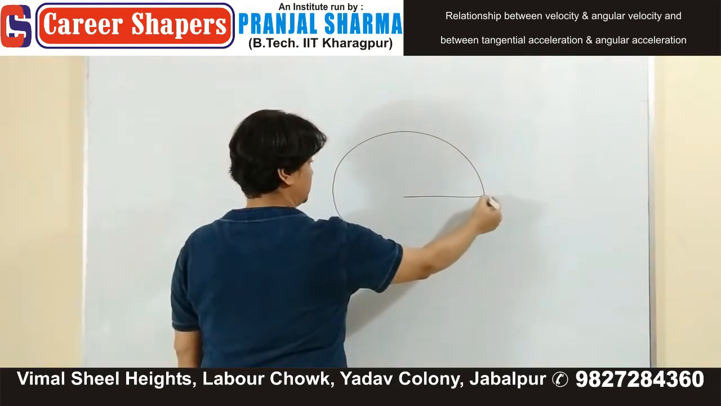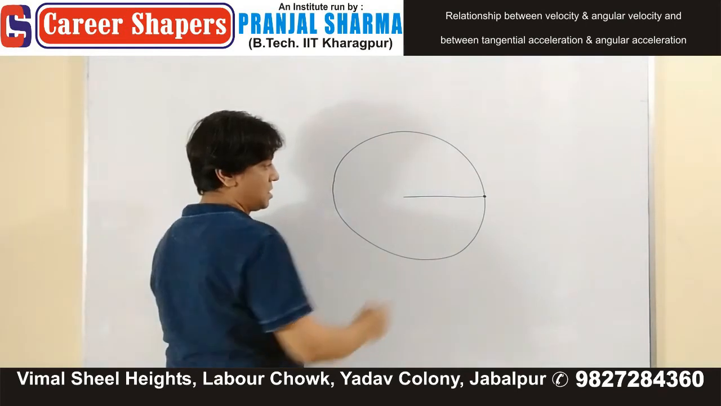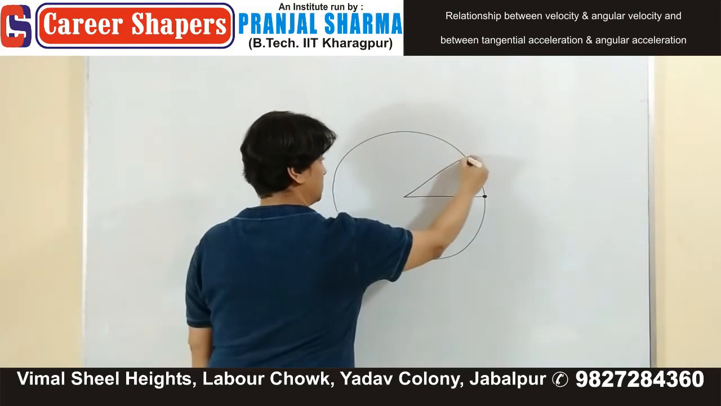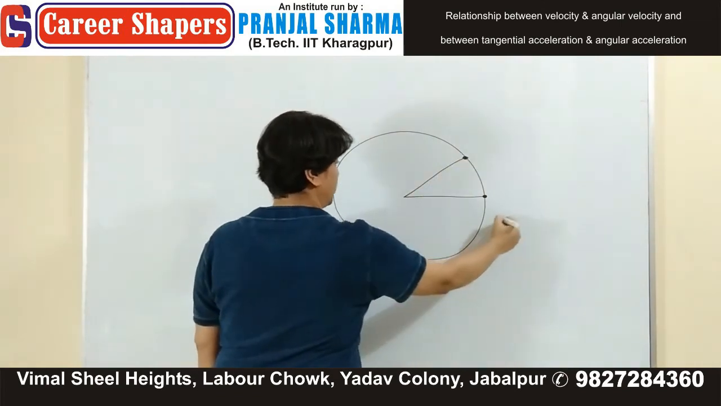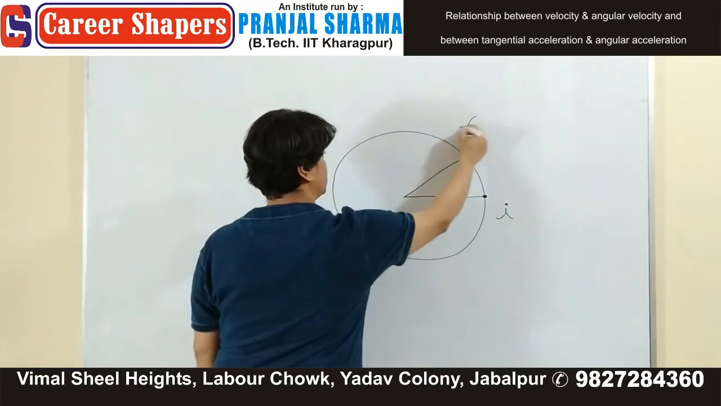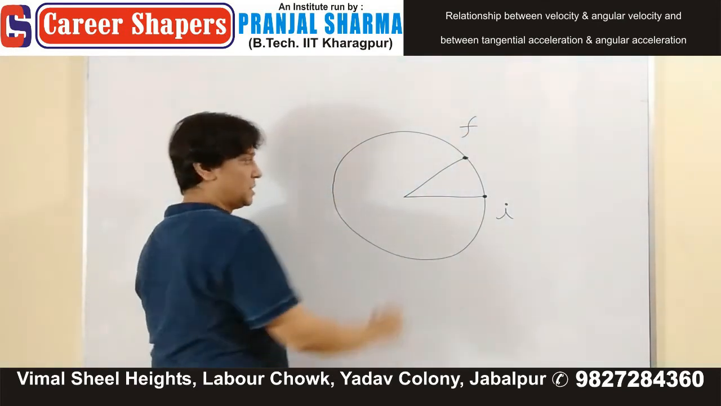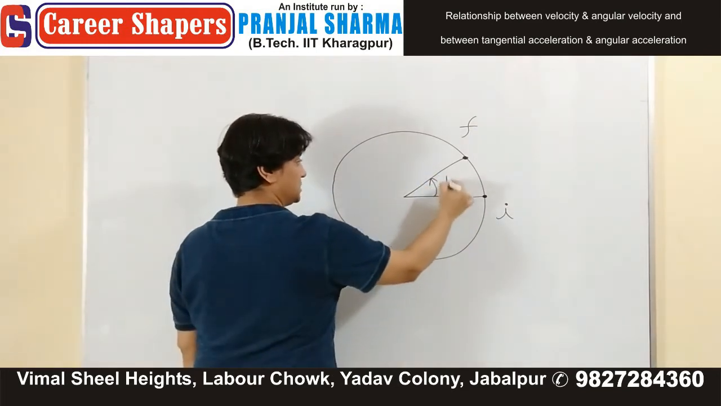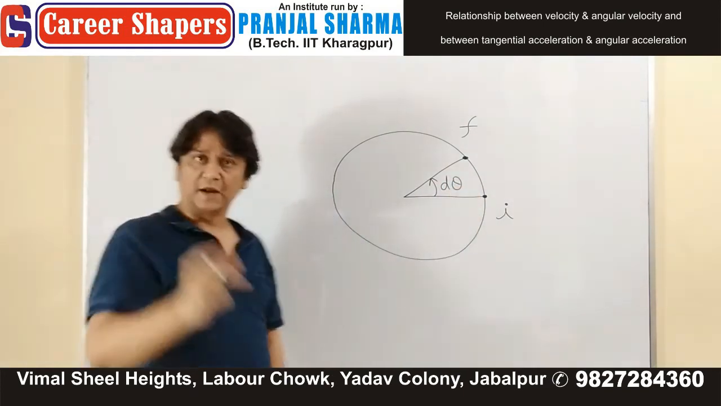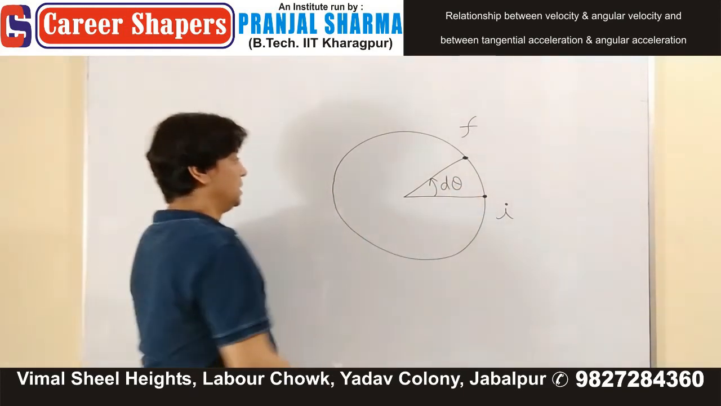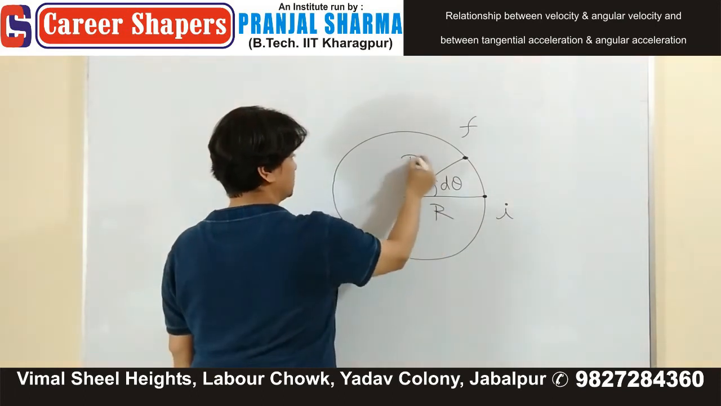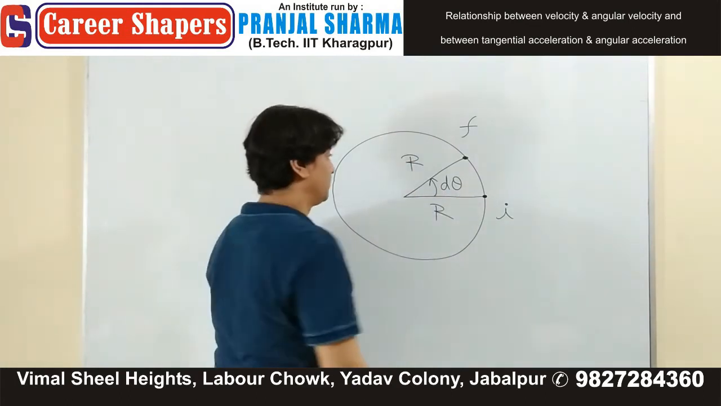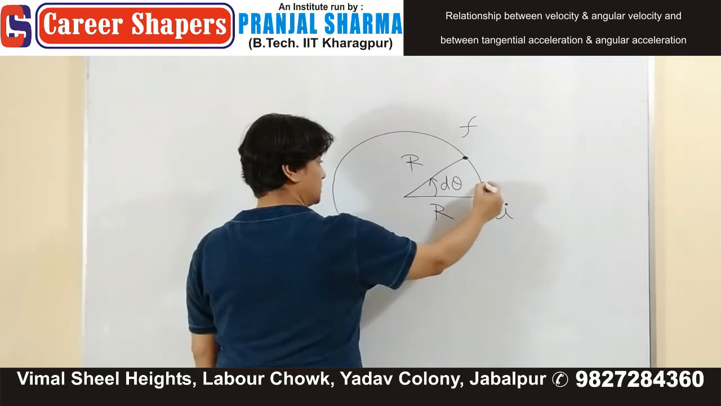अपने ऑब्जेक्ट ने यहां से चलना शुरू किया, and after some time we found it over here. This is the initial position and this is the final position. But remember, this much angle is d theta, small angle. This radius is r, this radius is r, this is d theta. An object is moving like this.